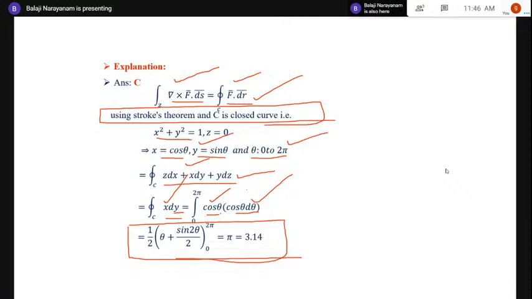Now this is of the form cos A cos B, so 2 cos A cos B is sin of A plus B plus sin of A minus B. So you apply that, and then we get 1 by 2 theta plus sin 2 theta by 2, and you may get this easily with the lower limit being 0 and the upper limit being 2 pi. Pi is 3.14.